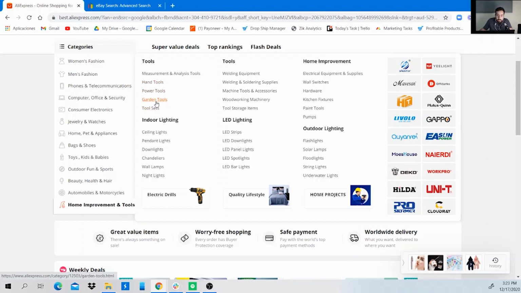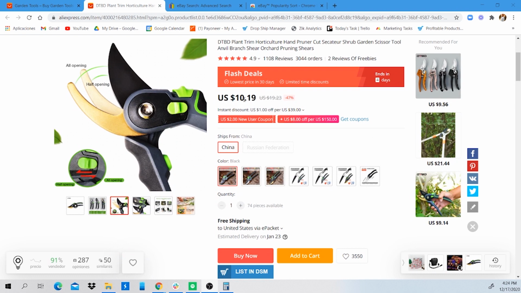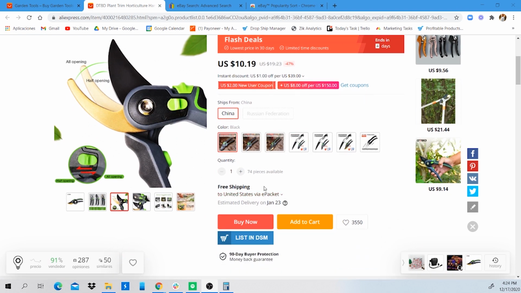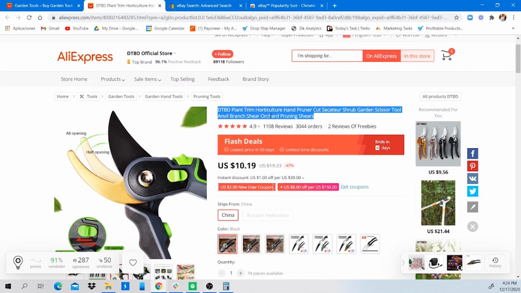So let's see, maybe garden tools over here. We have this random product I chose. In this case, we have a plant trimmer. You can see here the final price on AliExpress is $10.19, and we have free shipping. Now, the first step is grab the full title, hit Control C.